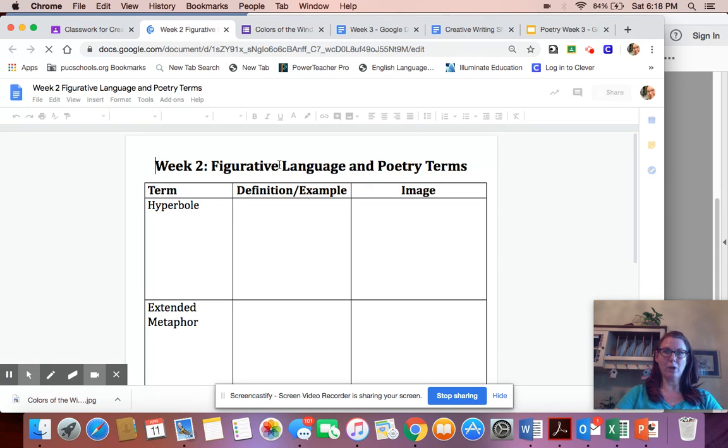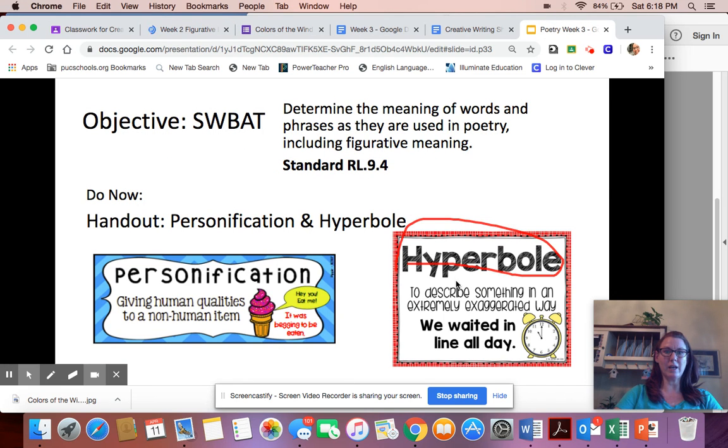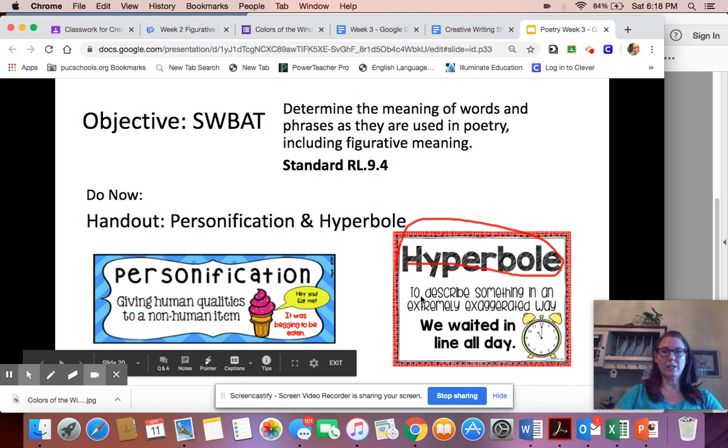So a hyperbole, if I go back to my slide, is when it describes something in an extremely exaggerated way. And the example here in our image is if we were to say, we waited in line all day. Chances are, if you're waiting in line for a long time, it may be 5 or 10 minutes, but it certainly isn't all day. So that's what makes this an extreme exaggeration, which makes it a hyperbole.